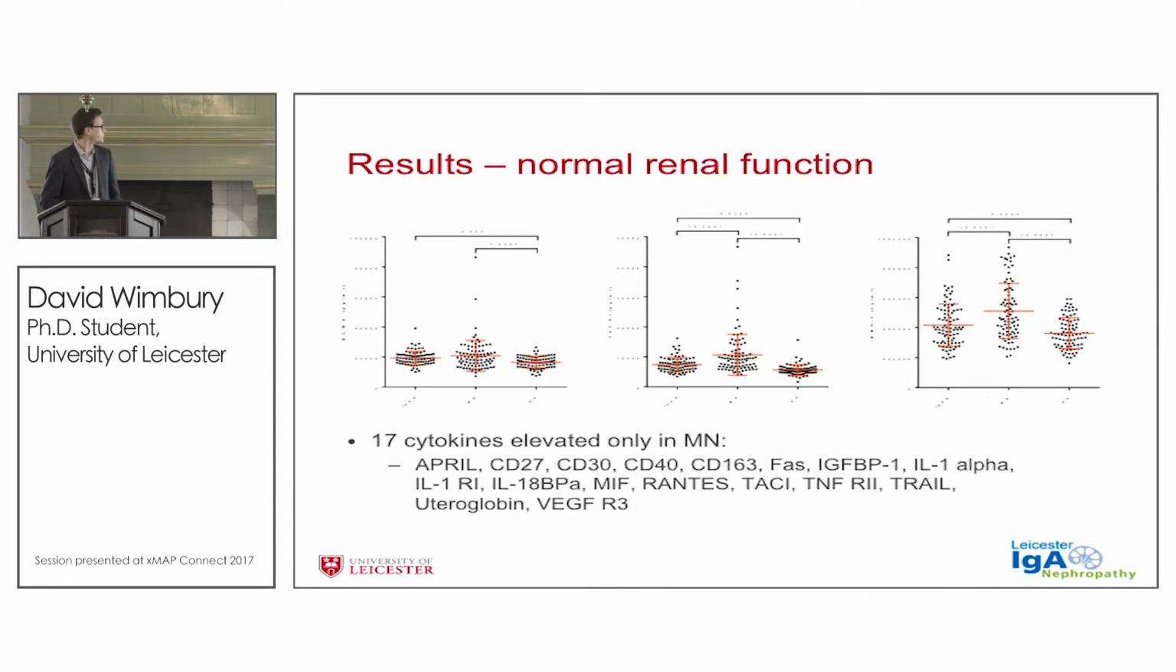So to start the results for the normal renal function experiment, only these 3, BCMA, TNF receptor 1, and MMP2, were elevated in IgA nephropathy compared to healthy subjects. And as you can see, they were also elevated in membranous, and a further 17 only showed elevation in membranous nephropathy compared to healthy subjects. And I won't go through that list because it's a bit long.